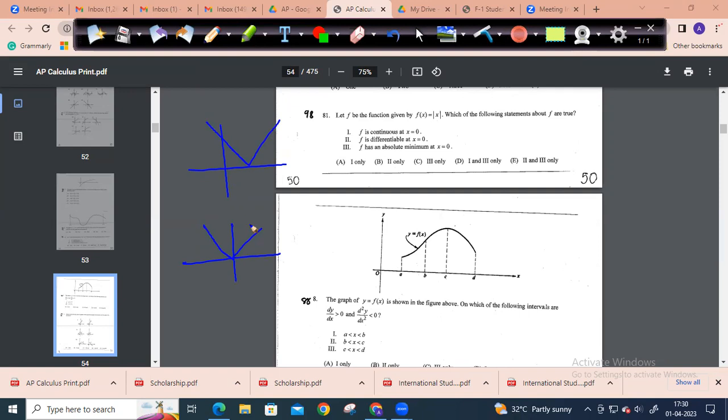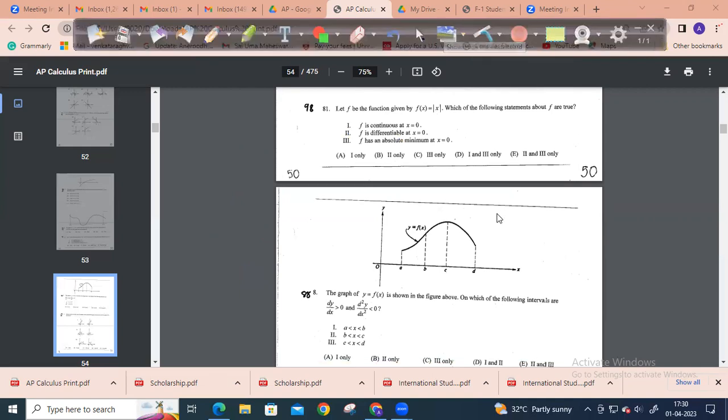So f(x) is differentiable at x is equal to 0 is meaningless because the left hand derivative is negative and the right hand derivative is positive. So definitely the function is not differentiable at the sharp edges. So second is wrong. F has an absolute minimum at x is equal to 0. So definitely the function has a minimum at x is equal to 0. So this is the minimum point, decreasing and then increasing. So f has an absolute minima at x is equal to 0. So 1 and 3 are the correct answers.